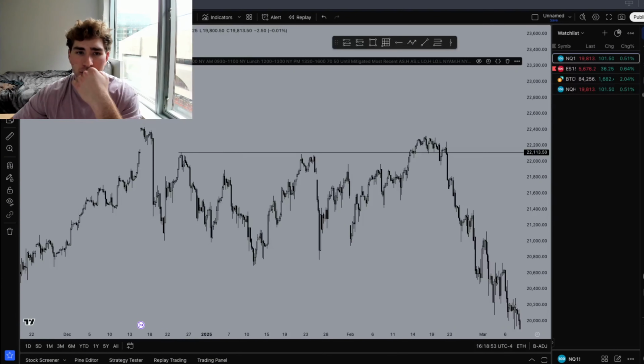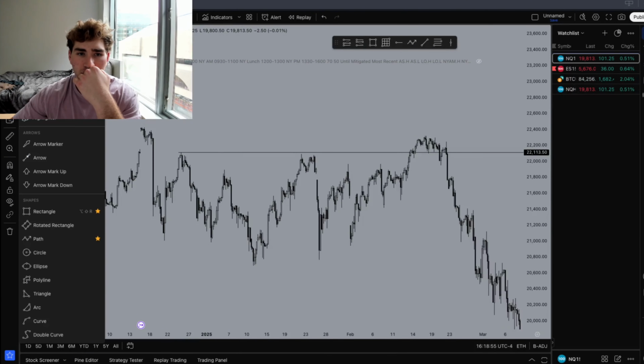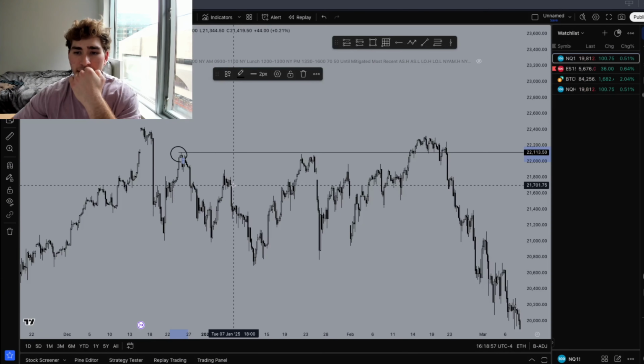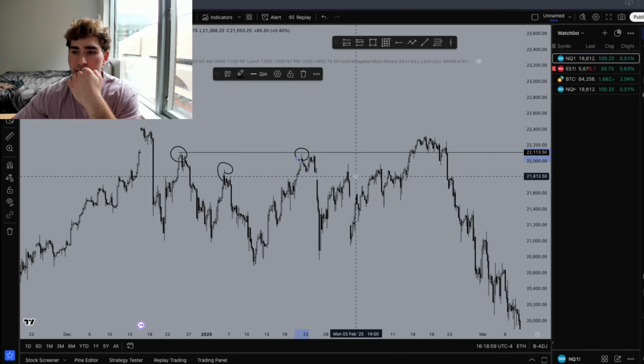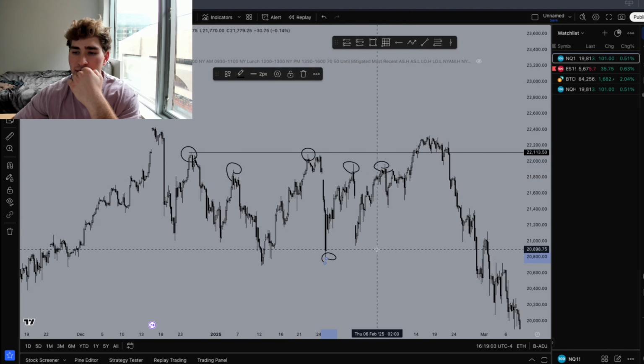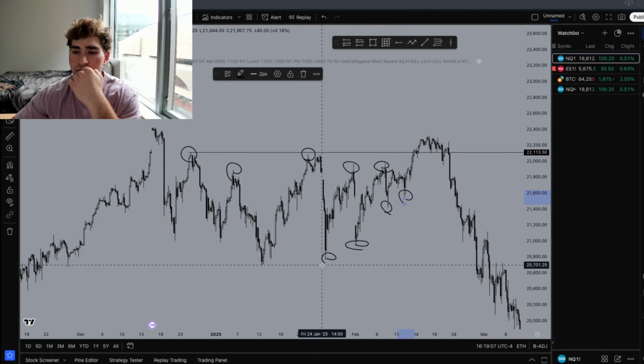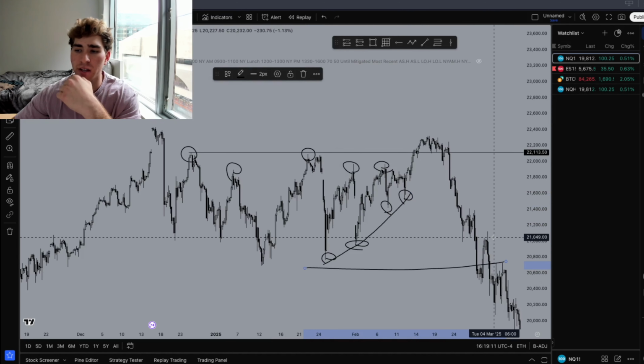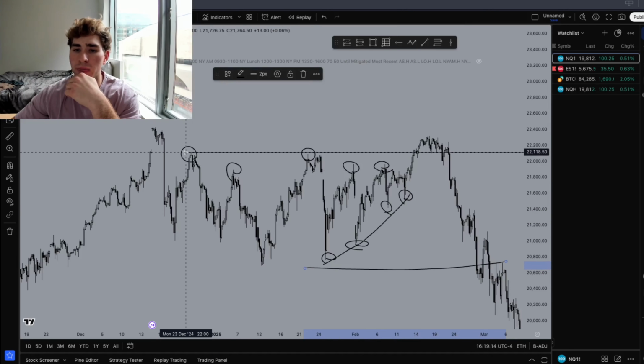So what is this? Buy side, buy side, buy side. What is this? Sell side, sell side, sell side, sell side. We see all this sell side get taken out. We actually do get a nice reaction off that, and then we continue to dump, right?